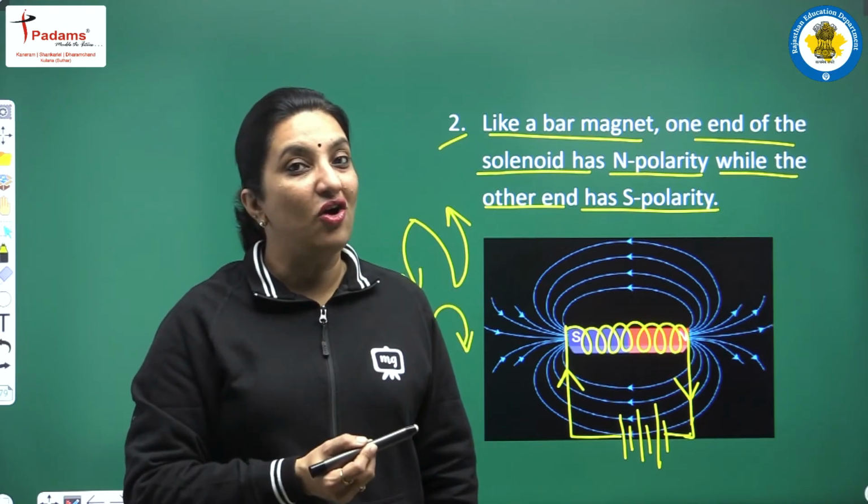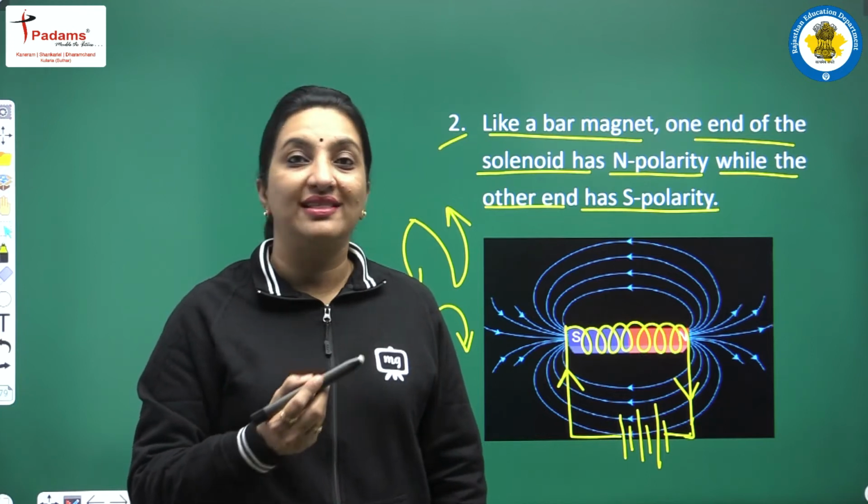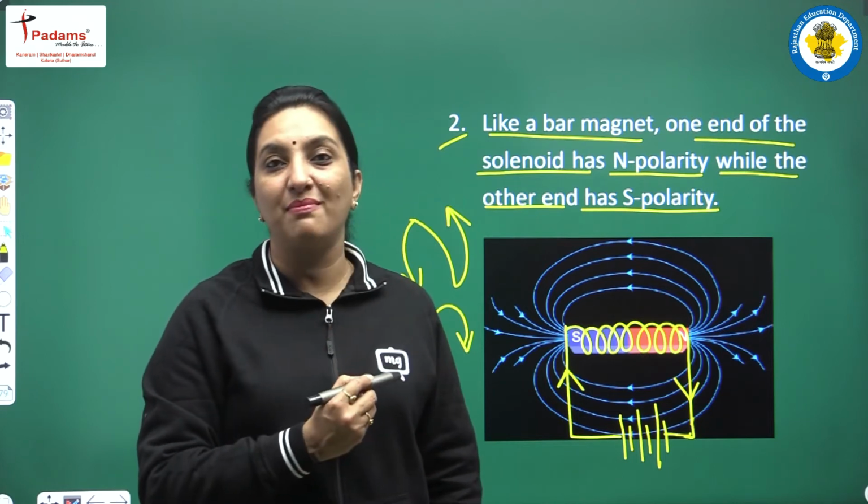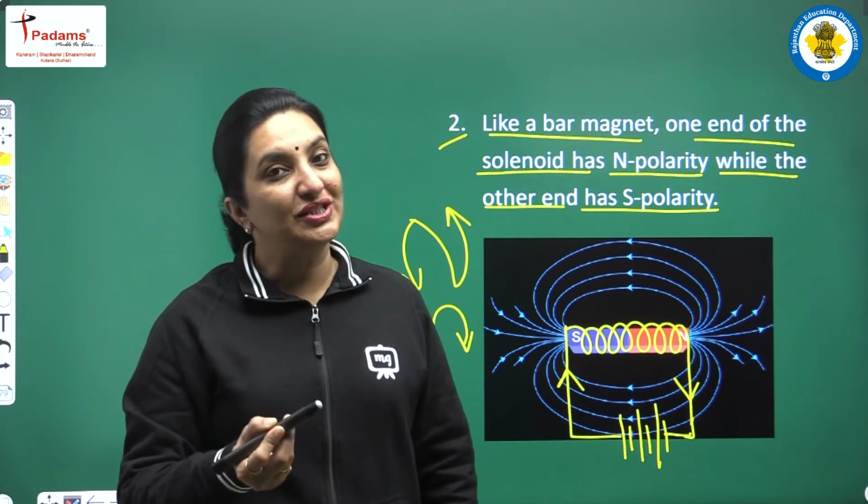And if attraction occurs, then we come to know that that end of the solenoid where we brought the north pole of the bar magnet is a south pole.